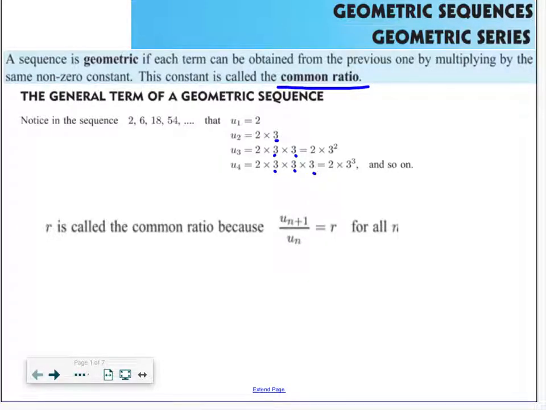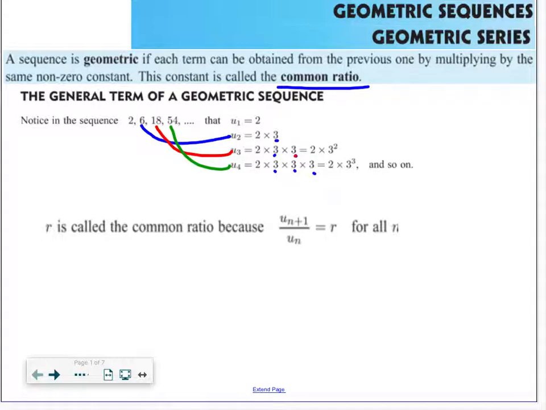If we look at this sequence, we can see from 2, if we multiply it by 3, we get our next term, 6. And then if we take 6 and multiply it by 3 again, we get 18. If we take 18 and multiply it by 3 again, we get 54.